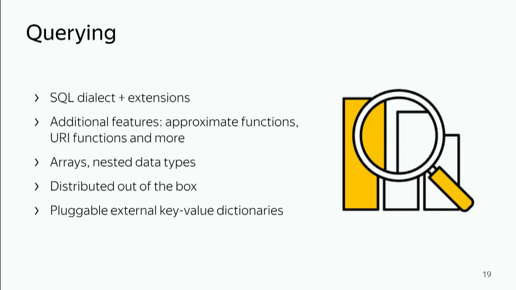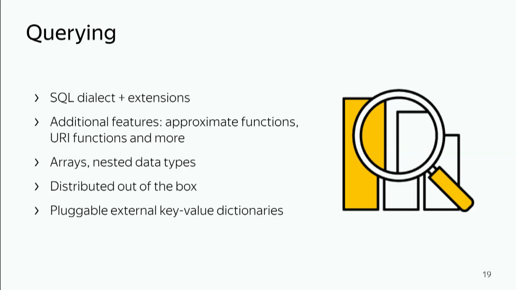All queries can be done distributed out of the box, so you don't need to change the query. You can just type another table, your distributed table, and it will be done, including joins and other things. And the pluggable external key-value dictionaries. Actually, that's my favorite feature.